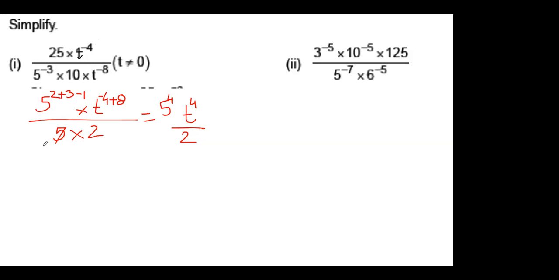I have not written one step in between. I have just done it directly. So minus 4 plus 8: if this minus 8 goes in the numerator, it becomes plus 8. So minus 4 plus 8 is t raised to 4, and 5 raised to 2 plus 3, 5 minus 1 is 4. This is the answer. You can solve any way, whichever is easier for you. I solved it this way because it appears easier for me. You can do the cancelling part and do it like that also, but the answer should be the same.